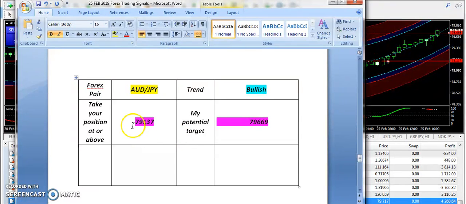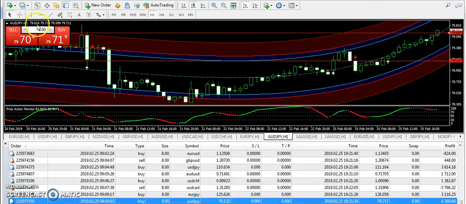At last, I'm going to talk about the strength that we have seen today on AUDJPY, and that's the last signal of my signals report. I supplied the clear bullish trend from 79.137 and 79.669 was the target price, and guys, you can see a strong upward momentum with not a single bearish candle, and the market hit the target price.